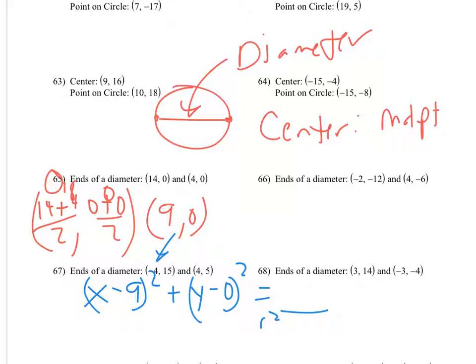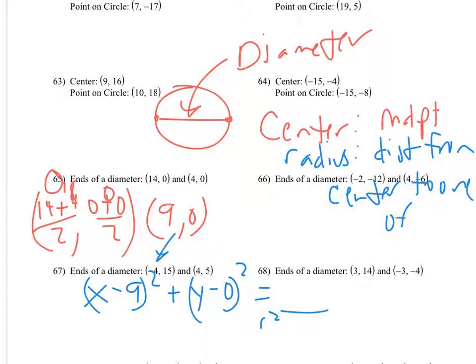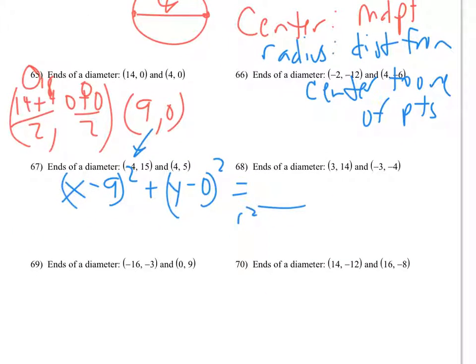Okay, the radius goes from the center to a point on the circle, like the last problem that I did. So I'm going to take the distance from the center to one of the original points. So to one of the points. Does not matter which one I choose. So I'm going to do the distance between my center of 9, 0, and I'm going to choose my second point of 4, 0.